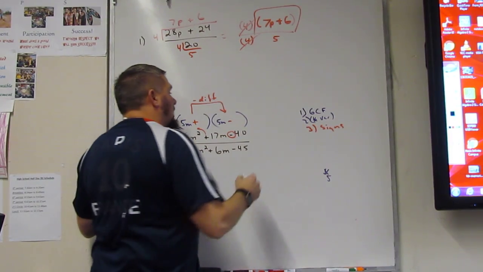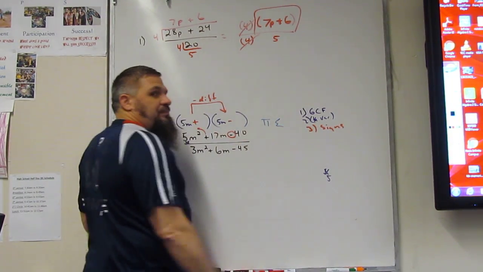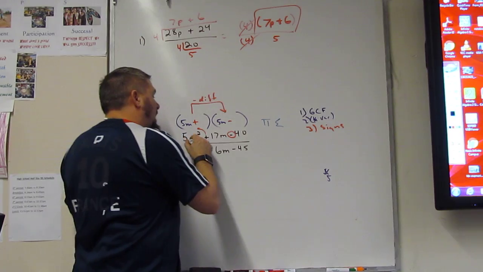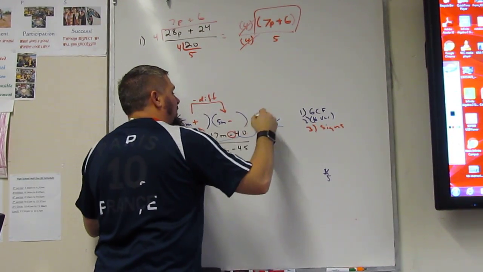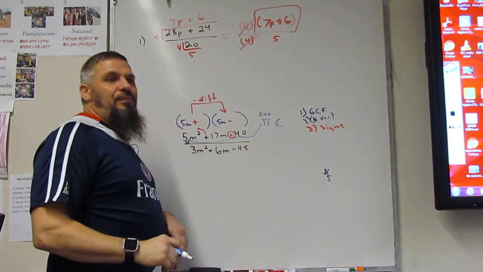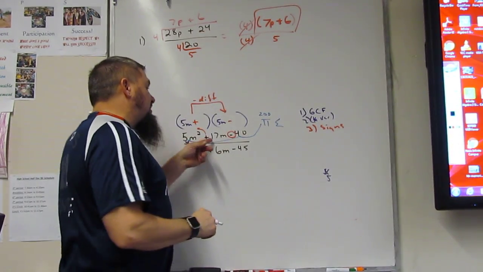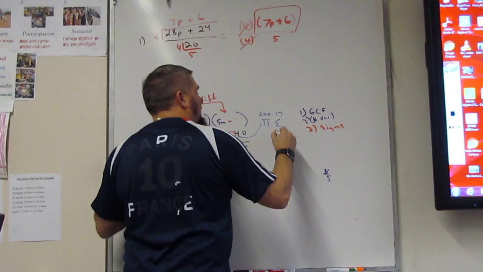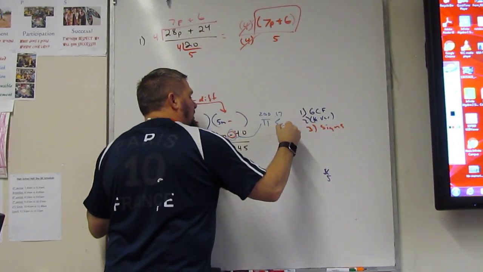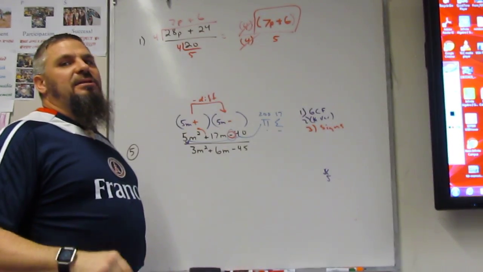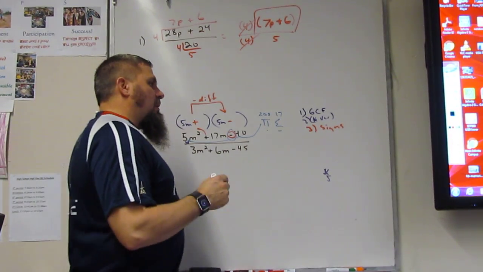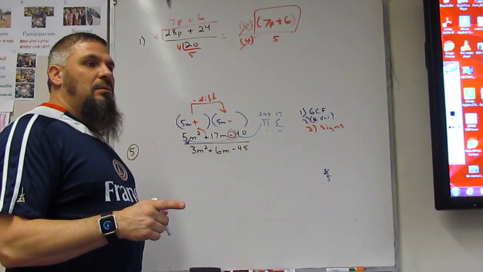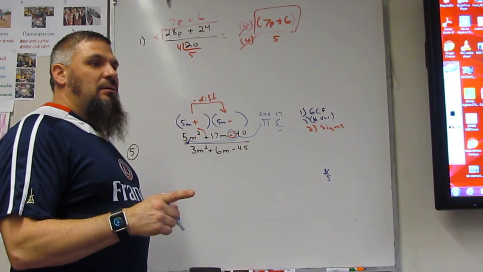Next is my product and sum. The product is 5 times 40, which is 200. My sum is 17, and I am subtracting in the sum. So two numbers that subtract to be 17 and multiply to be 200.